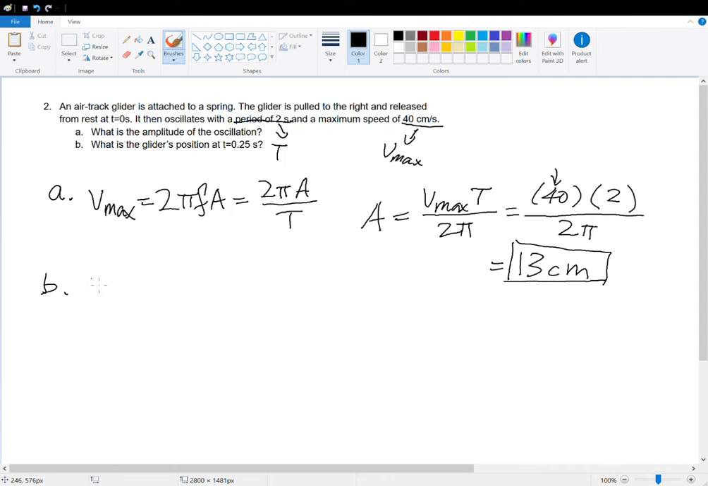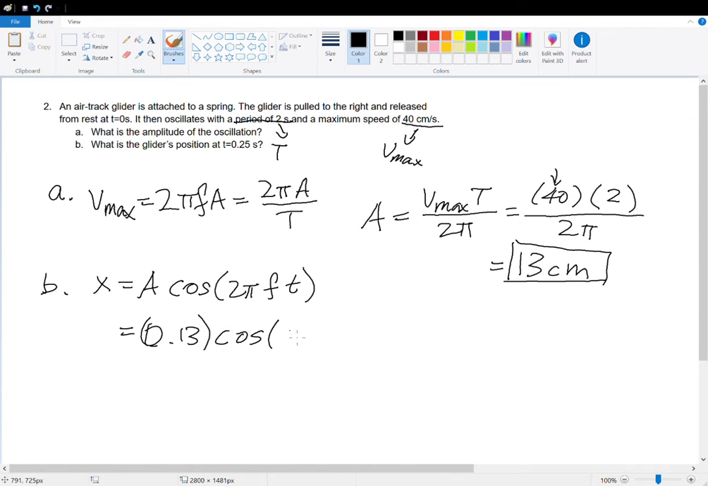Next, in question B, we have: what is the glider's position at t equals 0.25 seconds? Well, for this one, we can just use another equation given to us on the equation sheet. x is equal to A cosine 2 pi f t. Now we know that our A, or amplitude, is 13 centimeters, or 0.13 meters. We don't have to put it in meters first, but for the sake of argument, let's put it in meters. Just why not? Then cosine 2 pi.